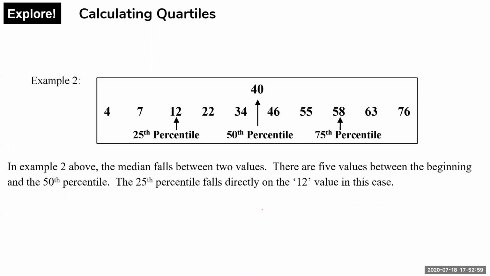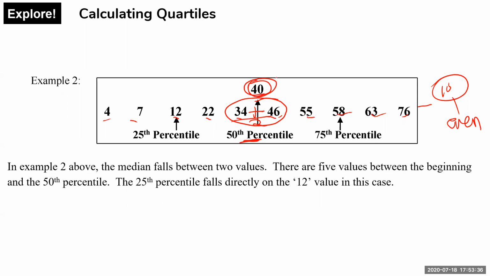So we already did that. Now example number 2, we have 1, 2, 3, 4, 5, 6, 7, 8, 9, 10 data points. Okay, so 10 data points, and this is an even data set. Ten is an even number. For an even number, you wouldn't have a single number sitting at the center, but you have 2 numbers. So you have to put these 2 numbers together and divide by 2, and 40 becomes your 50th percentile. Okay, so 40 is now your 50th percentile.